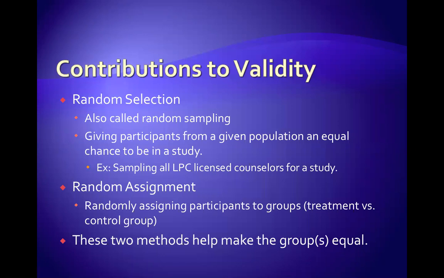Random assignment is once you have your sample of individuals, of participants, you would assign them randomly to however many groups that you have. So if you have, let's say, 20 people that you've randomly selected for the study, you have 2 groups, you would randomly assign 10 to one group and 10 to another group.